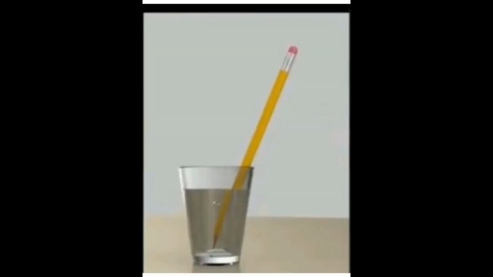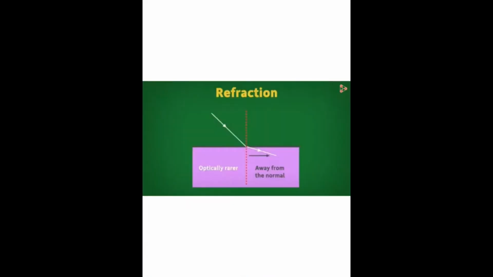For example, take a glass of water and dip a pencil inside the water. What happened? The pencil seems to be bent due to refraction. Correct? When light moves into the rarer medium, it moves away from the normal. So what do you mean by normal? It is a perpendicular line. Correct? Okay. When it moves into the denser medium, it moves towards the normal line. So in refraction, when light moves into the rarer medium, it moves away from the normal, and in the denser medium it moves towards the normal.